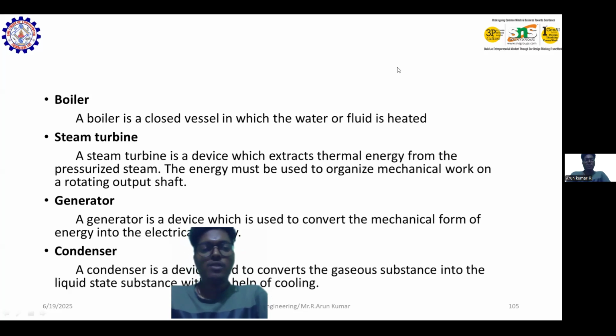So first of all, let's consider the boiler. I told you there are four important elements: the boiler, steam turbine, generator, and condenser. These are the primary equipment for the thermal power plant.